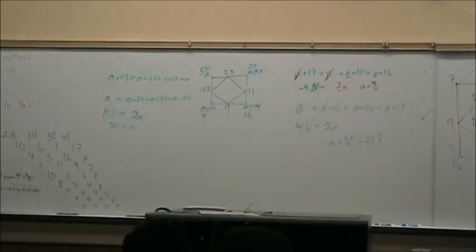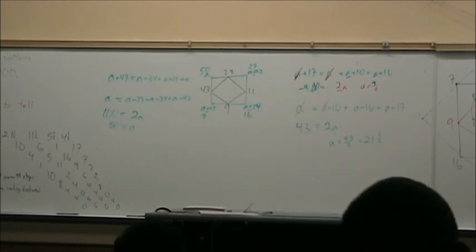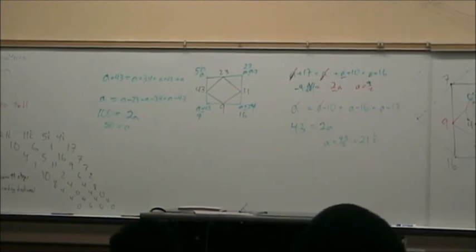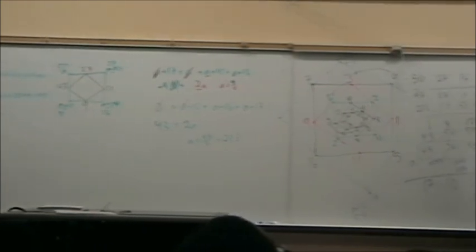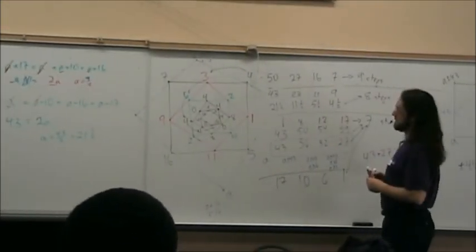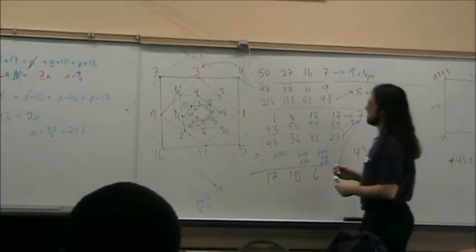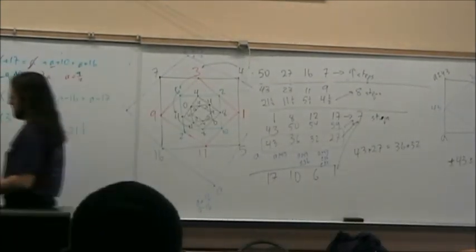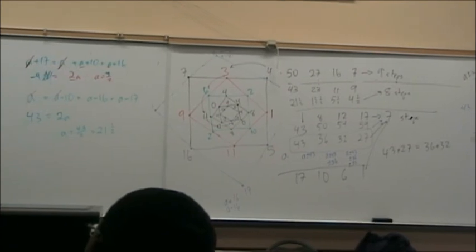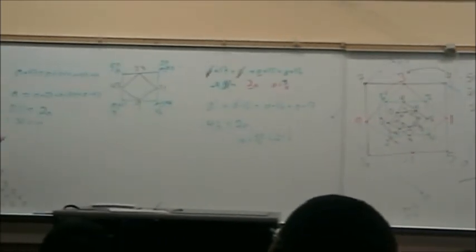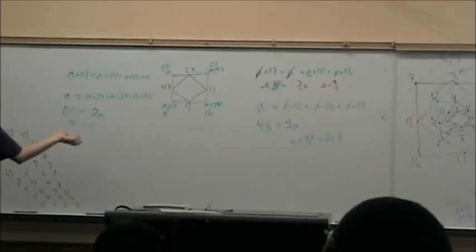Okay, so let's see, a new record. 50, 27, 16, 7. 9 steps. And not only is it 9 steps, but it's backwardable. There should be another one before this, right? Okay. Is there always a backwardable solution? So far, let's do it again.